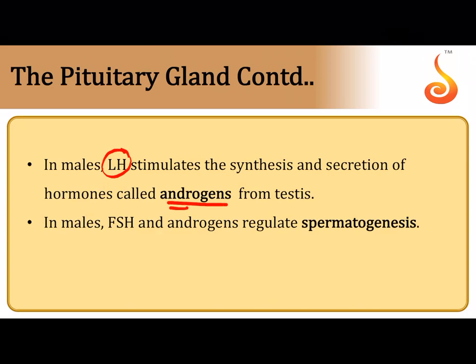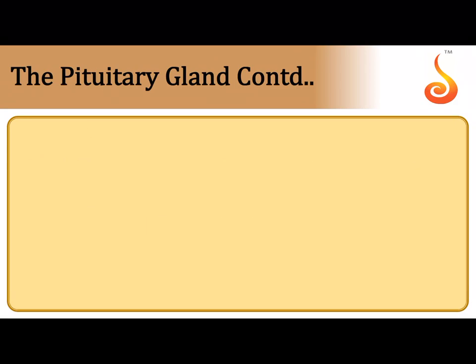The major member of the androgen family, as you all are aware, is testosterone. In male, what does FSH do? FSH also helps in regulating the process of sperm formation, which is referred to as spermatogenesis, along with the androgen that is secreted by the cells of the testis in response to LH. So remember, LH acts on cells of the testis which are called Leydig cells and stimulates the release of androgen, whereas FSH helps in the process of spermatogenesis. Androgen, which is testosterone, also helps in the process of spermatogenesis.